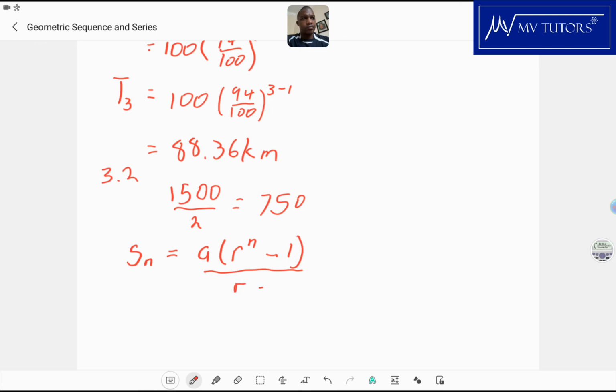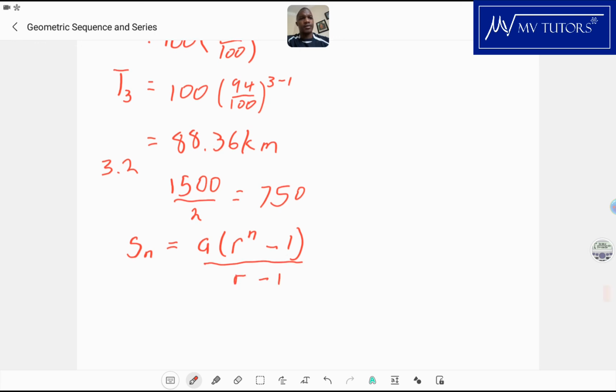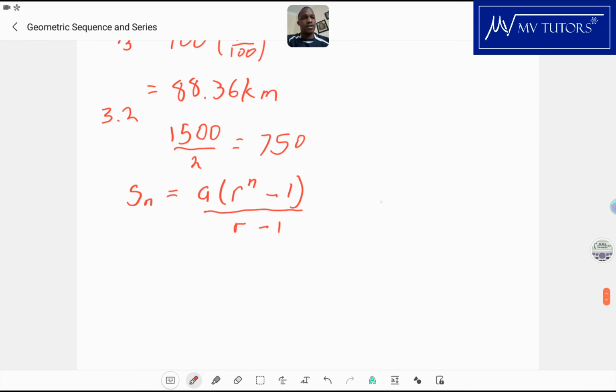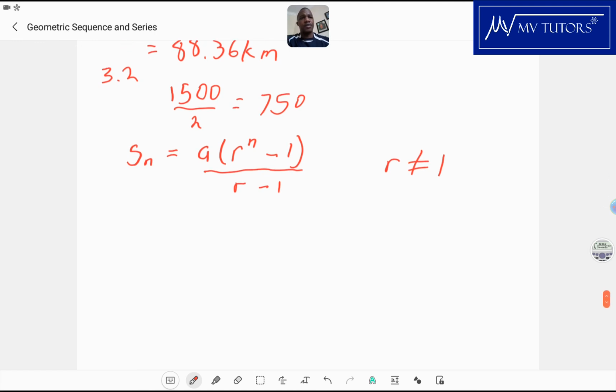r minus 1. Now, as you can see from the equation as well, one more thing I forgot to tell you is that r can never be equal to 1. It can be any number but 1, the ratio, because if it's 1, then this will be undefined. 1 minus 1 is 0, which makes the whole thing undefined. Okay, but let's just carry on.